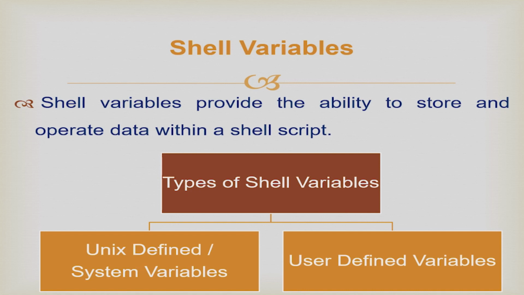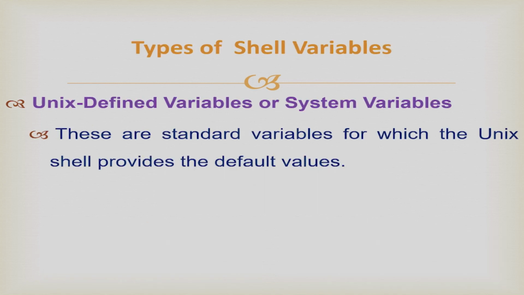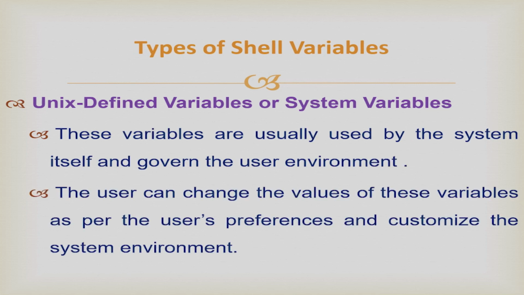There are two types of shell variables, namely Unix defined system variables and user defined variables. Unix defined variables are standard variables for which the Unix shell provides the default values. These variables are usually used by the system itself and govern the user environment. The user can change the values of these variables as per the user's preferences and customize the system environment.